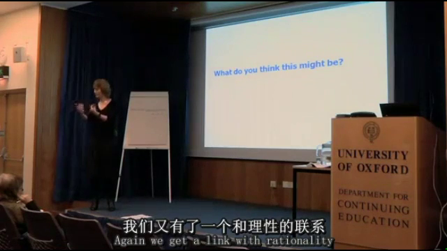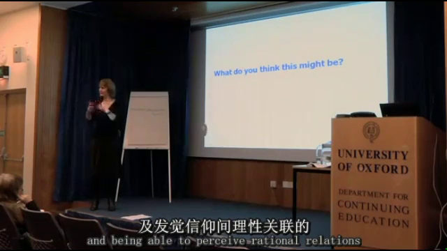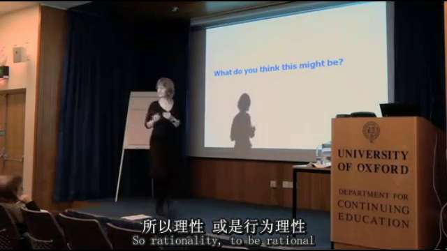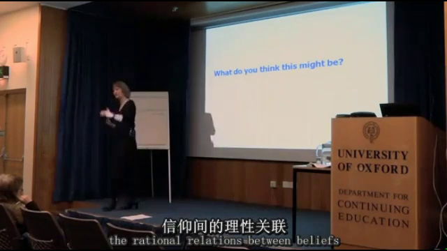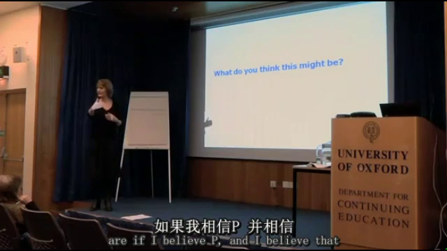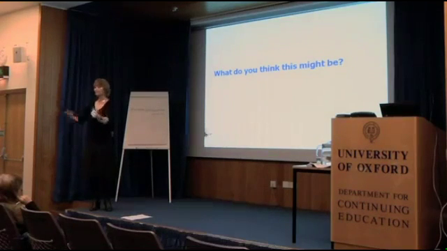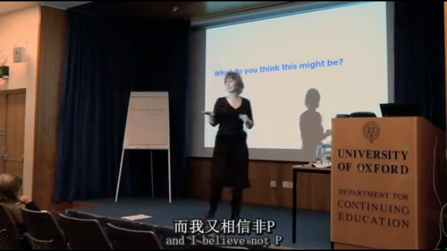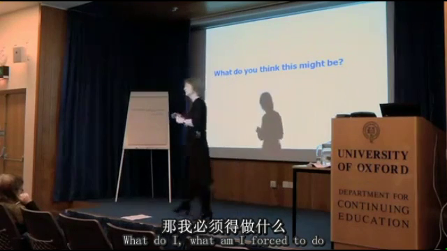Again, we get a link with rationality. We get a link with having beliefs and being able to perceive rational relations between beliefs. Do you see what I mean? So to be rational is to have beliefs and to see the rational relations between beliefs. If I believe P, and I believe that if P then Q, I must also believe Q. Thank you. And if I believe P and Q, and I believe not P, what am I forced to do?